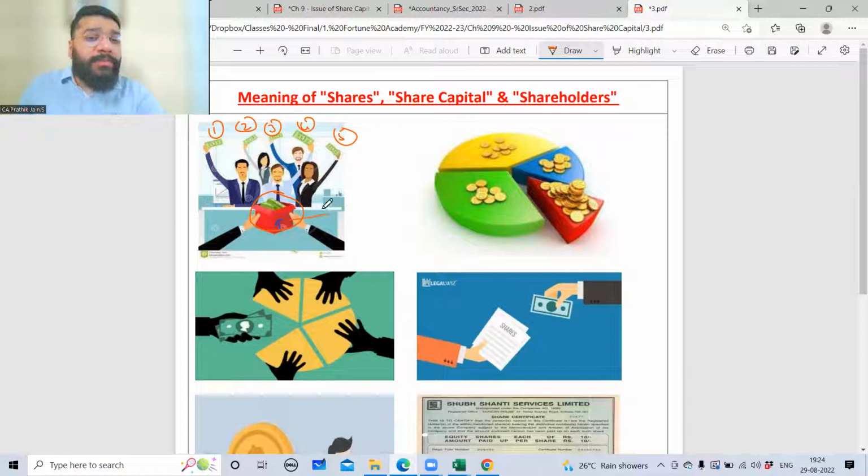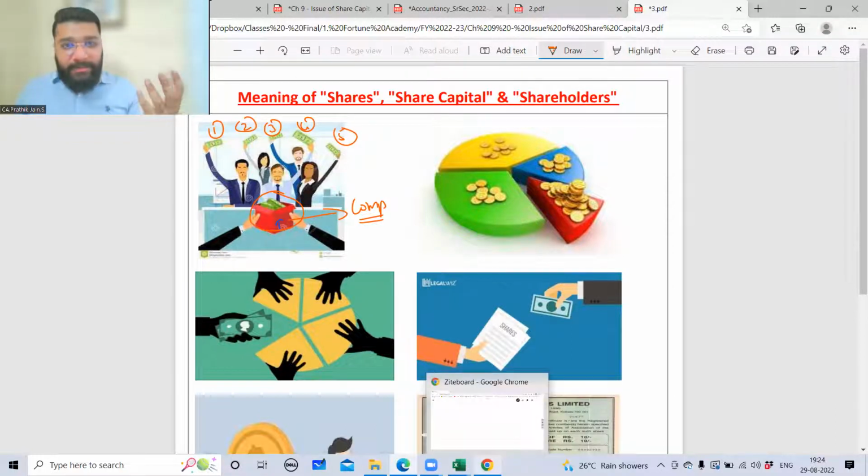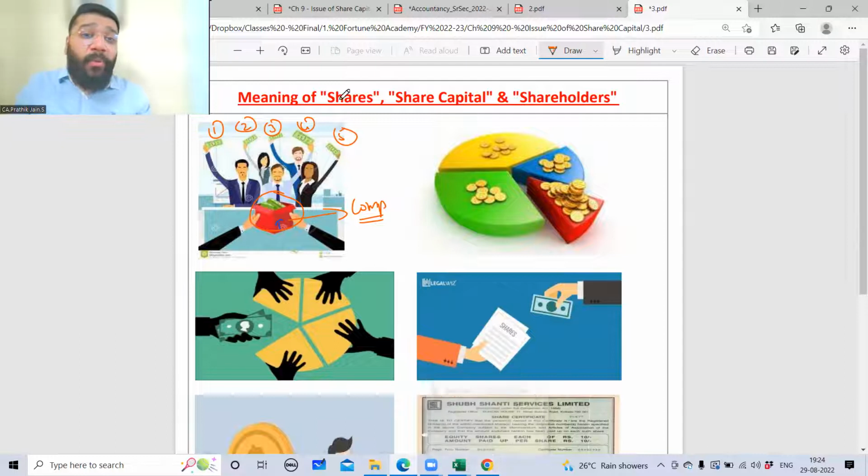What is this box? This box is the company. And what are they doing, guys? They're investing money in that company. In return, what do they get? They get interest. They get shares. Now, what is the meaning of a share? Can you tell me? From a layman's point of view, what is the meaning of share?